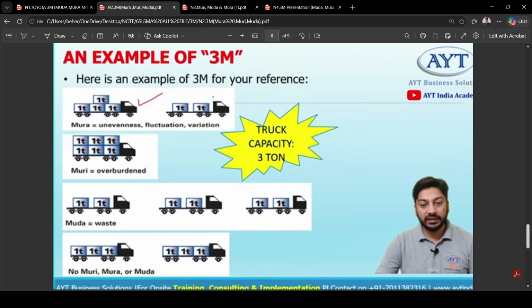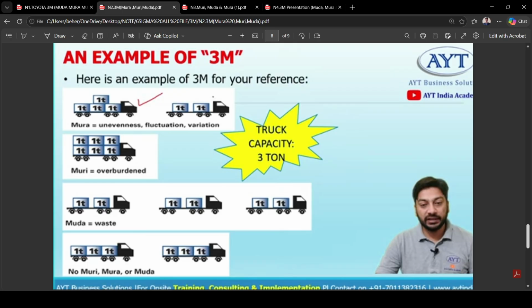Then he will explain in this picture, like 3M. Here the truck capacity is 3 ton. First, Mura explains unevenness, fluctuation or variation. Here is an example: one truck is 4 ton, another truck is 2 ton. Then Muri means overburden, so one truck he will load with everything. Then another is Muda, which means waste.